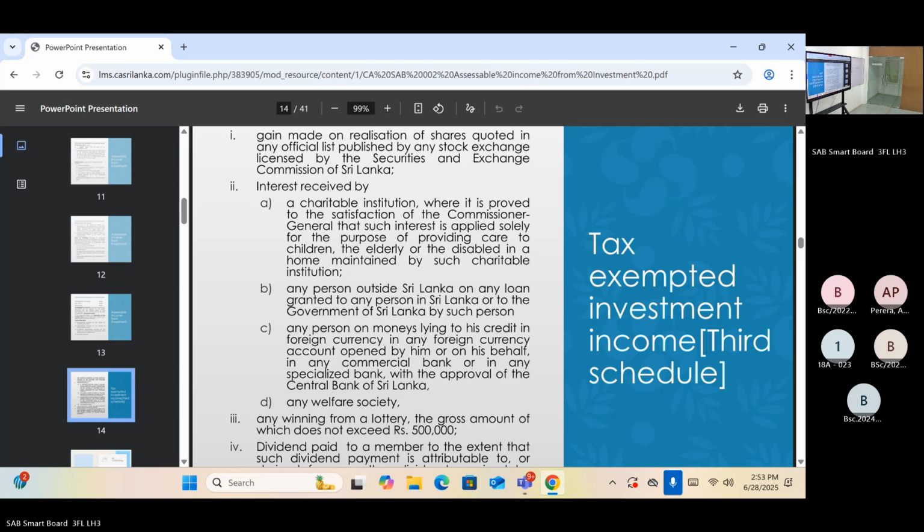The other part is any loan granted to any person in Sri Lanka or to the government of Sri Lanka by any person outside Sri Lanka. That means interest is exempt for any person who is outside Sri Lanka and granting a loan to Sri Lanka. So it could be any loan granted to any person in Sri Lanka or the government of Sri Lanka. That interest is also tax exempt. Again, if any person outside Sri Lanka grants a loan to any person in Sri Lanka or to the government of Sri Lanka, the interest income on such loan is tax exempt to that particular person.